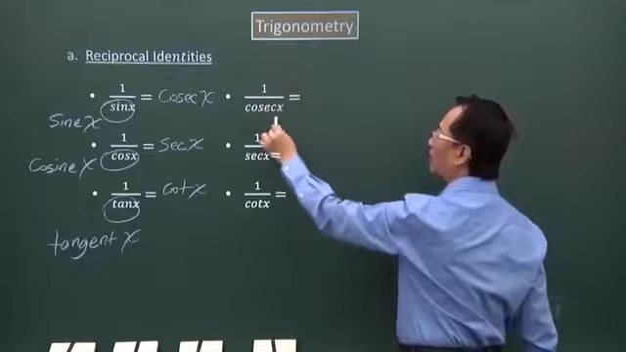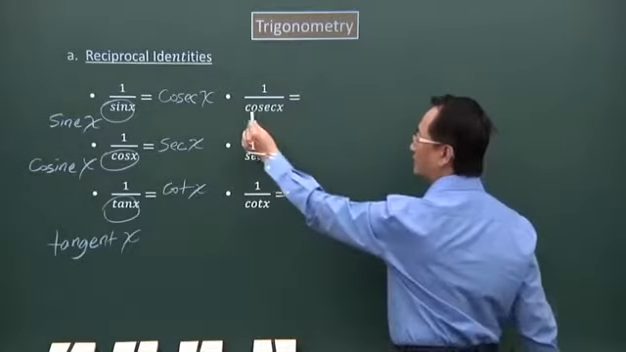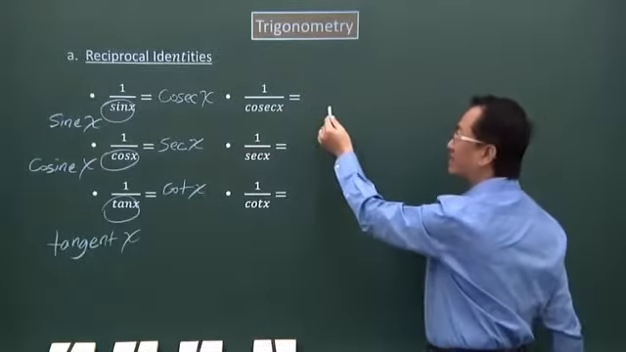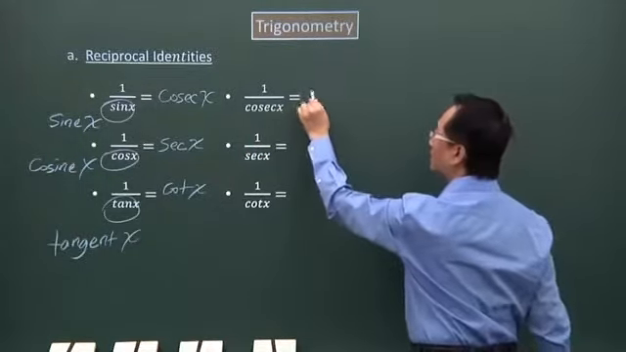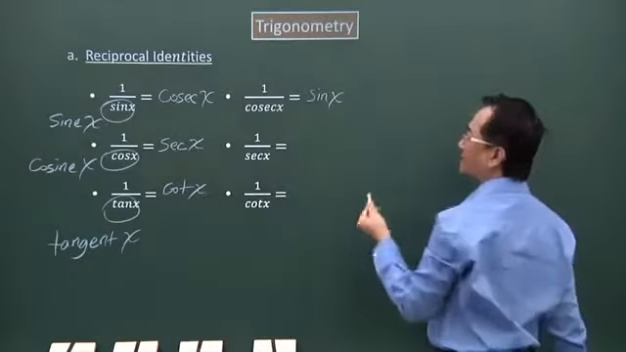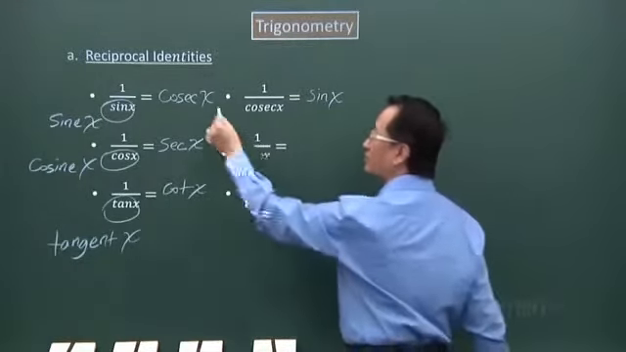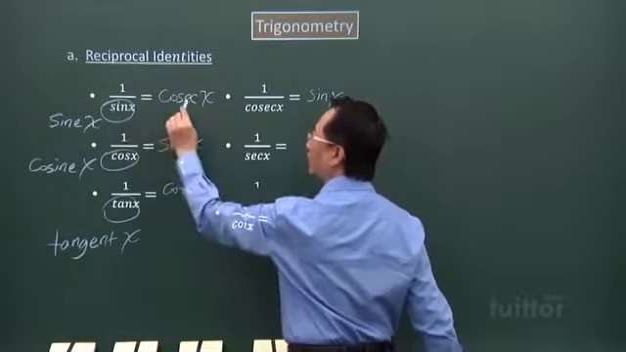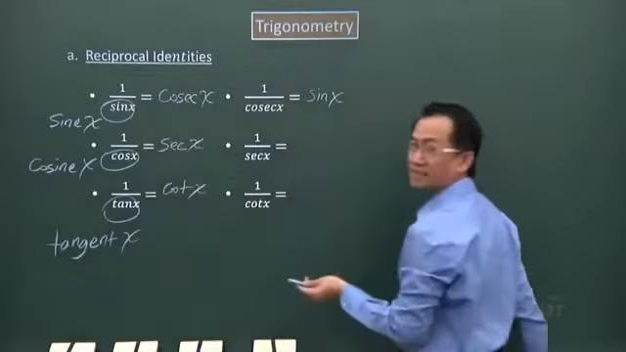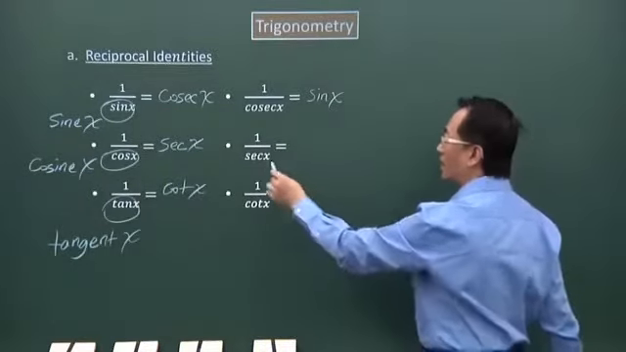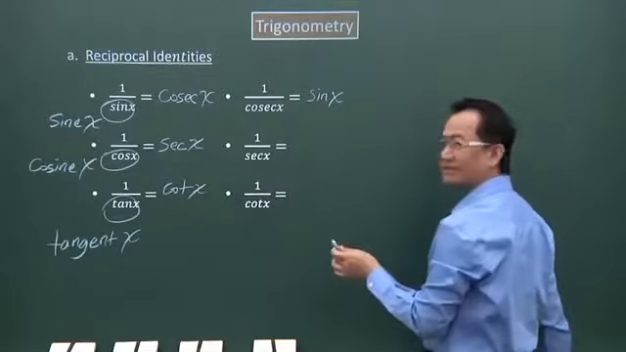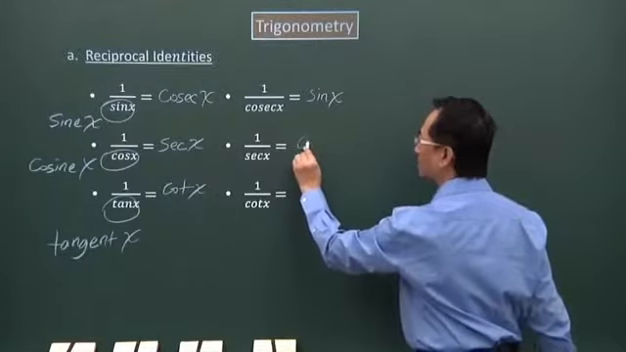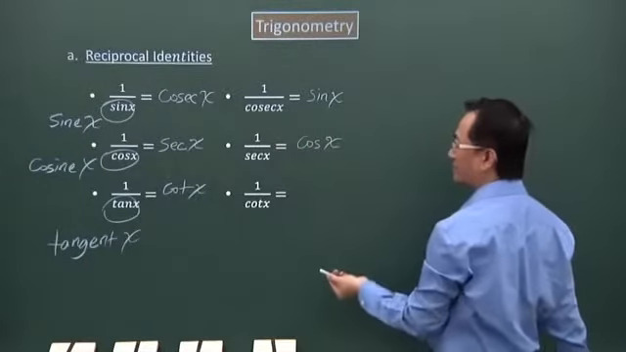So here 1 over cosecant x, you know because it starts with a C, you expect something to start with an S. So that will be sine x. So it's just a manipulation of this. You can see these two trigonometrical functions switch place. Here you have 1 over secant x. So the result will be cos x.